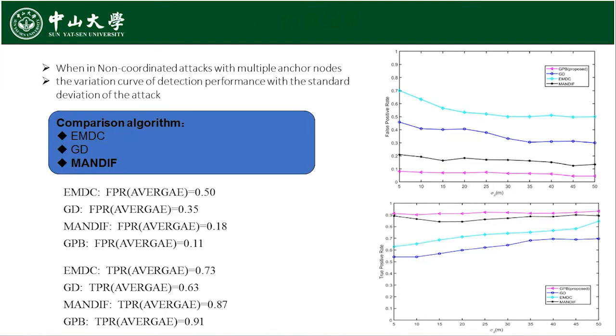The figures show the variation curve of detection performance with the standard deviation of the attack. The proposed algorithm's FPR is 0.11, and the proposed algorithm's TPR is 0.91. So, the proposed algorithm outperforms any other algorithm of interest.